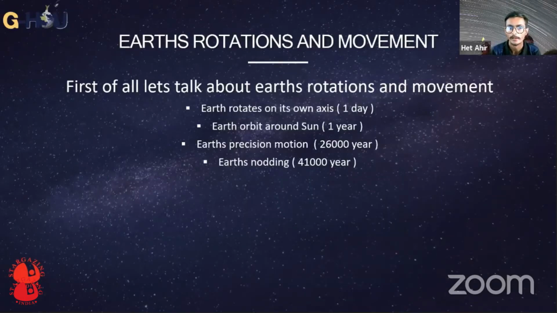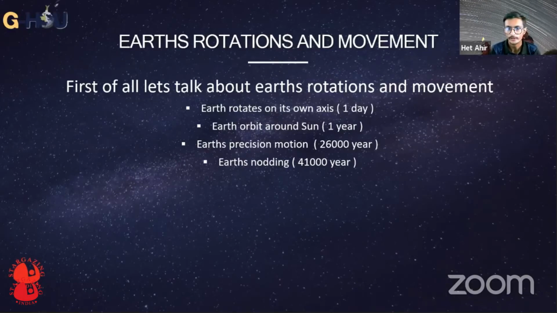First of all, let's talk about its rotation and movement. We are all familiar that the Earth rotates on its own axis, which takes 1 day, and the Earth orbits around the Sun, which takes 1 year. These two movements will not affect the position of the pole star at all, but the last 2 movements will directly affect the position of our pole star.